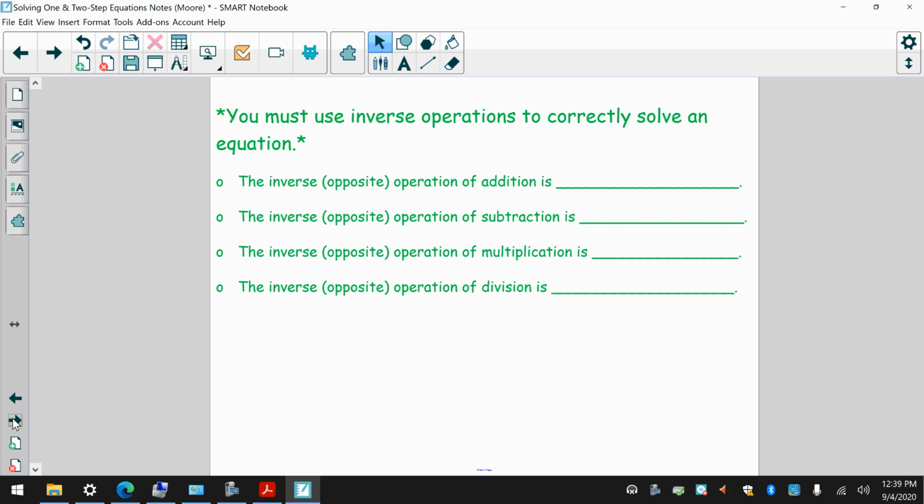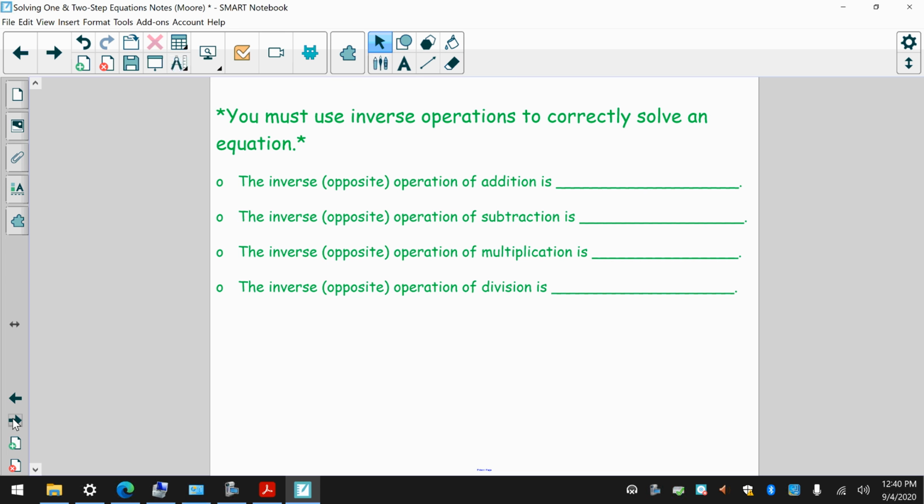Now, solving equations is a little different than order of operations. Why? Because in order of operations, most of the time we're talking about an expression. When we're talking about an equation, this means we have an equal sign. Solving 1 and 2-step equations means we're looking for the missing value or the variable. This should be familiar to you from Algebra 1.